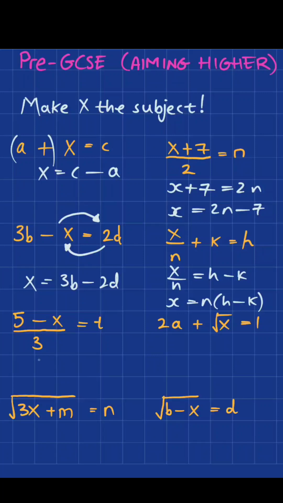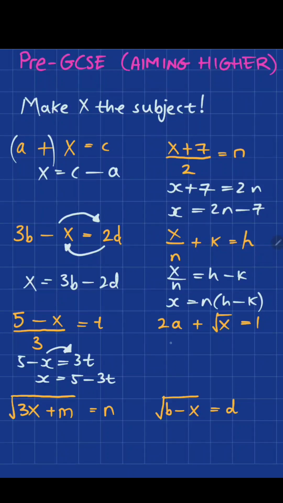Okay, next one, we have multiplied by 3 first, so we've got 5 take away x equals 3t, and then to get x on its own, I'm going to move it to the right to make it positive, and the 3t is going to come over, but I'm going to write it on the other side because I want an x on the left. So if you follow that, then that's how you do it all in your head at once. If not, take another look.